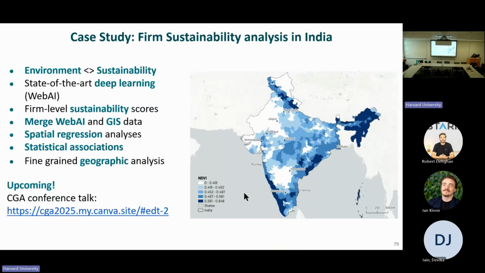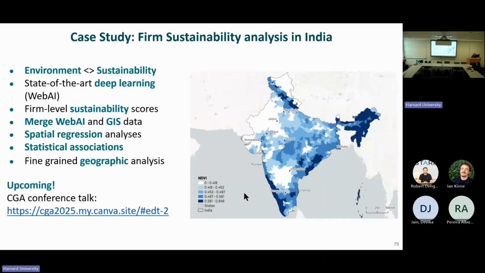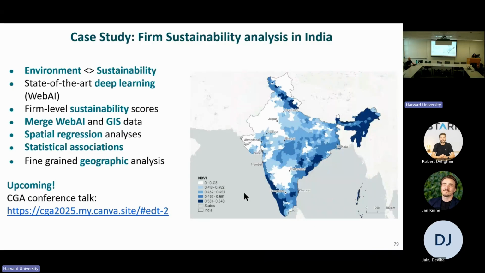So this is the use case which I have been working with Istari on, and it focuses on firm sustainability analysis in India. Our key focus is how the environment and sustainability have a correlation or link, and I know that this is one of the key areas that many of my colleagues here have been working on, engaging in sustainability and the environmental data. So our objective is to do firm level sustainability analysis of companies using the web AI data, and we merge web AI data from Istari with a couple of other geospatial data sets, and we do it for India, but the idea is to expand it to the global south and other areas.